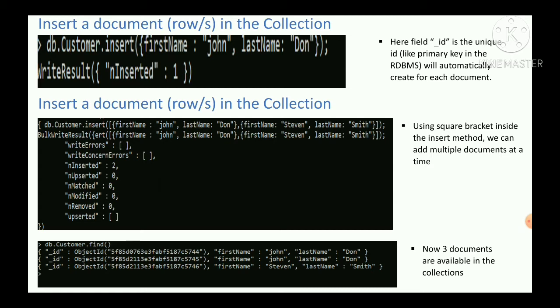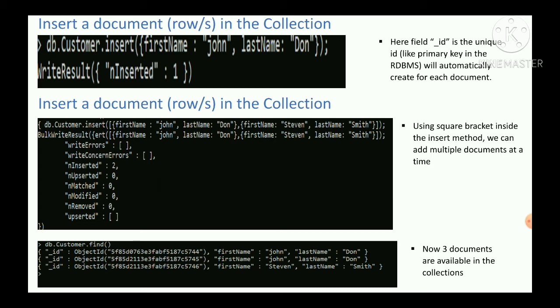If I want to insert multiple records, I need to give a square bracket. If you see the next screenshot, db.customer.insert, within the bracket I am giving another square bracket. After that I am giving the curly braces.